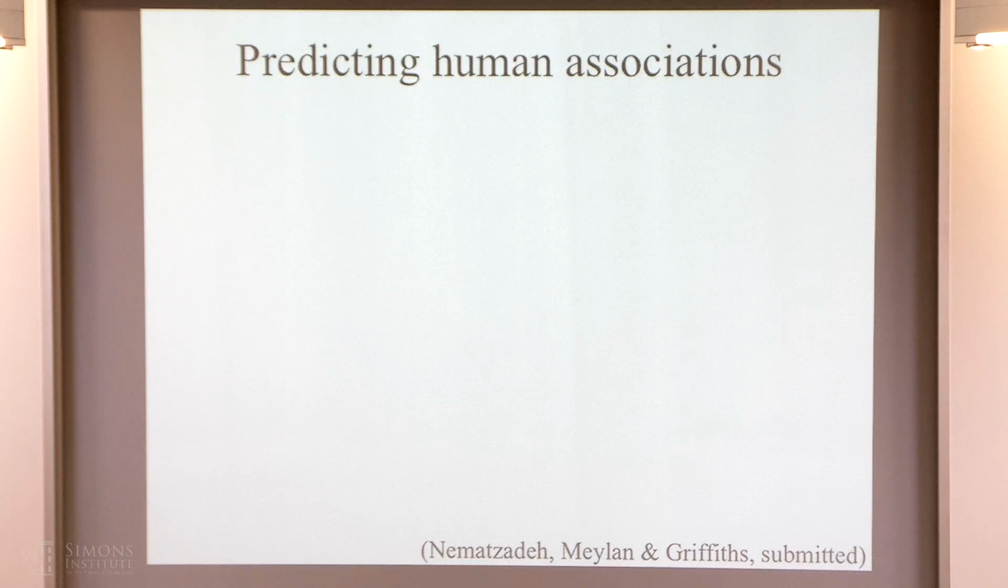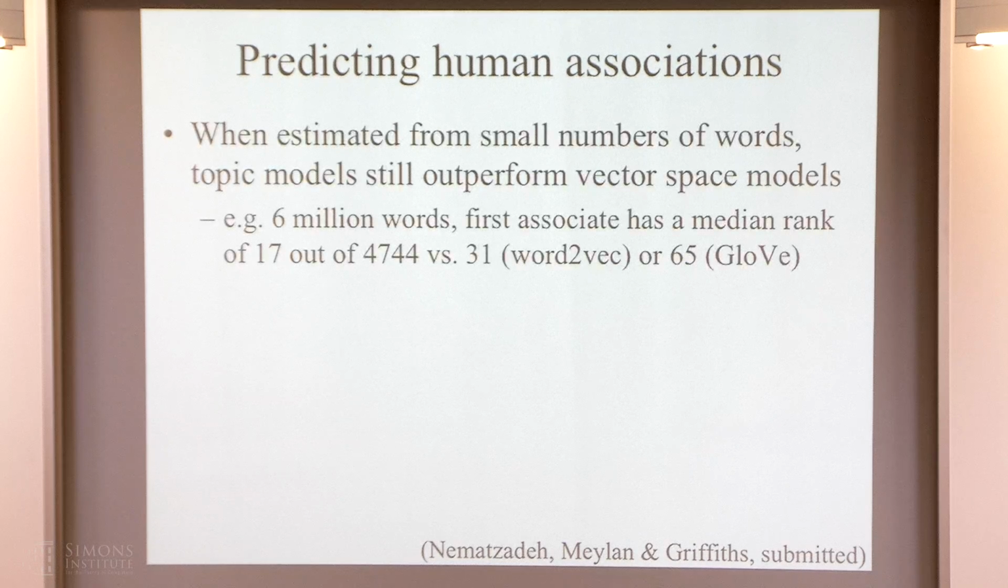So what we find when we do this is, the first thing we do is just look at overall performance. If you look at models that are estimated from relatively small numbers of words, on the order of millions, topic models still outperform vector space models. Topic models calculate conditional probabilities quite naturally and do a good job of capturing the different senses of words. So if you have, say, 6 million words, the first associate that people produce has a median rank of about 17 out of 5,000 different words, versus 31 for Word2Vec or 65 for Glove.